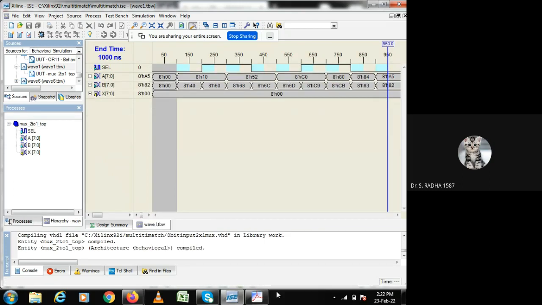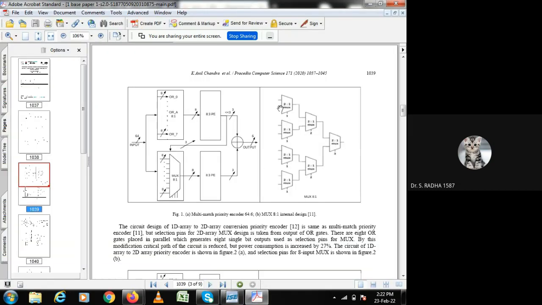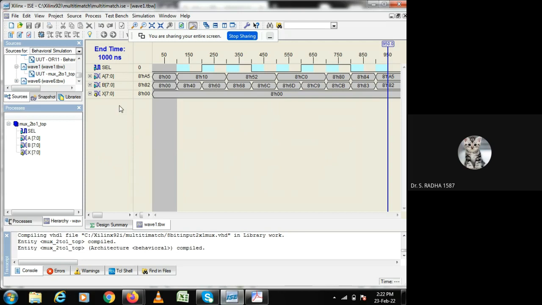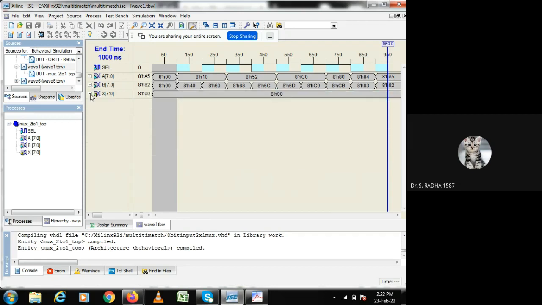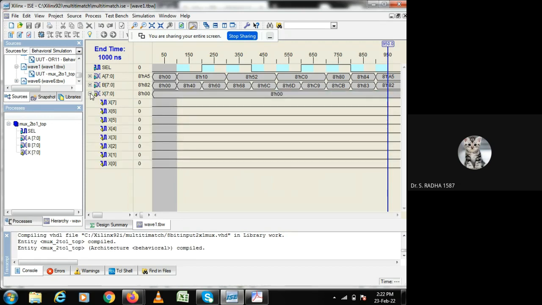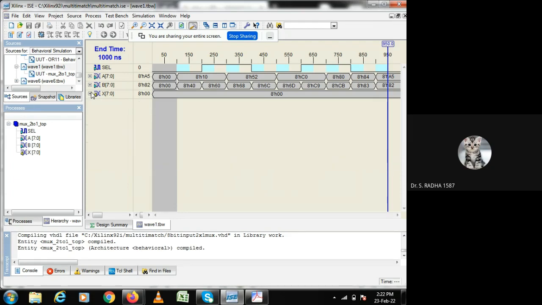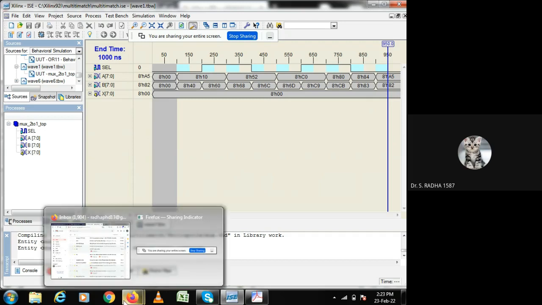So we have 2 inputs for the 2x1 mux, both 8 bits, and 1 selection line should be there. A and B are the 2 inputs, 8 bits A and 8 bits B, and X is the output. Nothing is there presently. After simulation we will get it, and the 1-bit selection line is also available here.